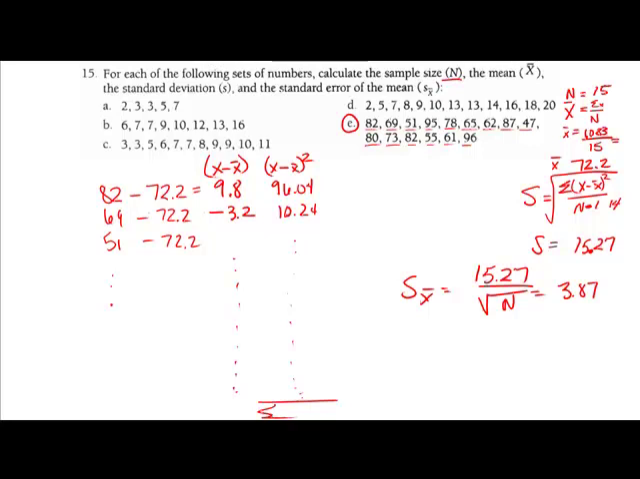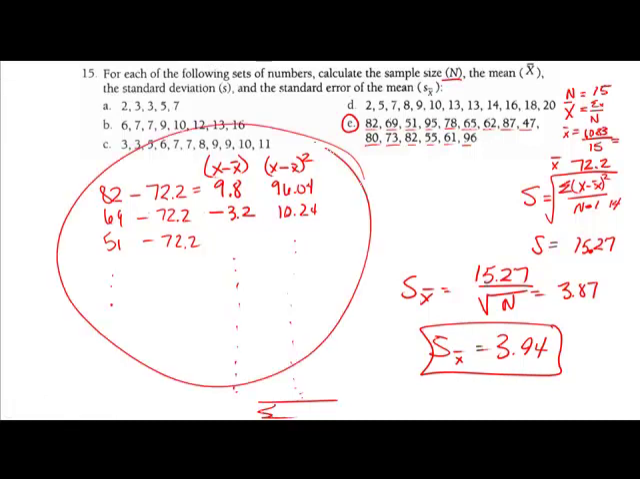15.27 divided by 3.87 is equal to 3.94. So there we go. Nothing hard about this one. Just doing this work here, which I refuse to do.